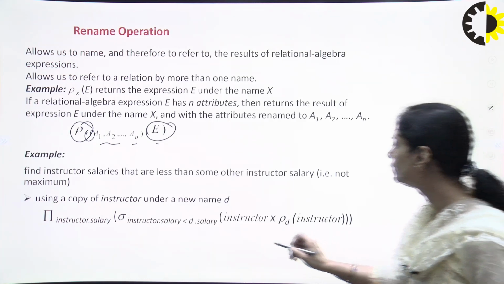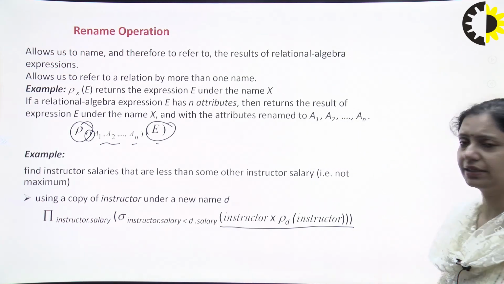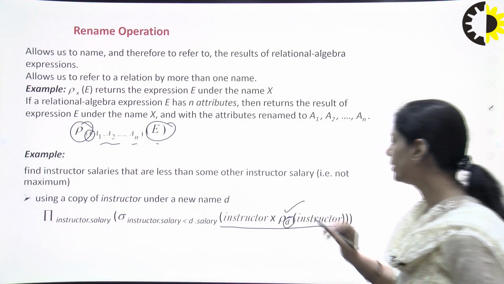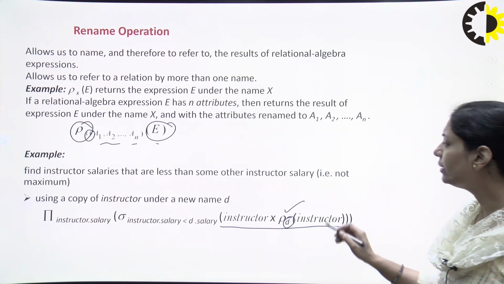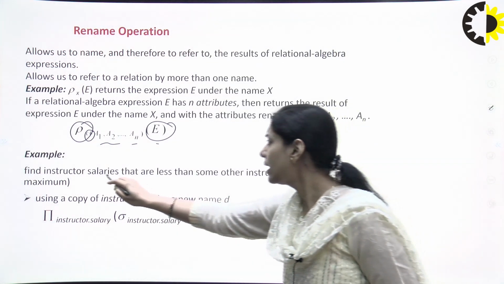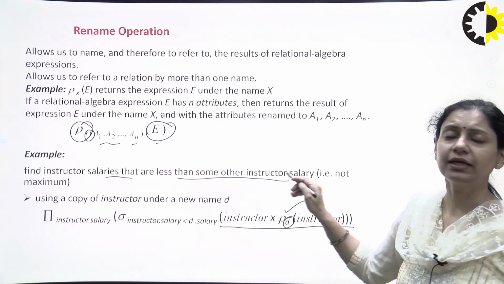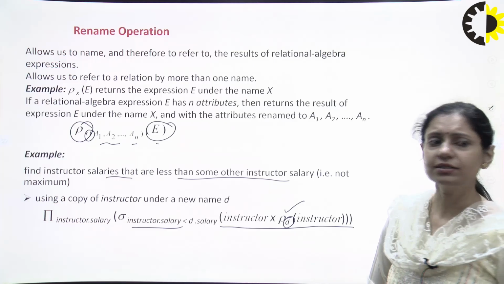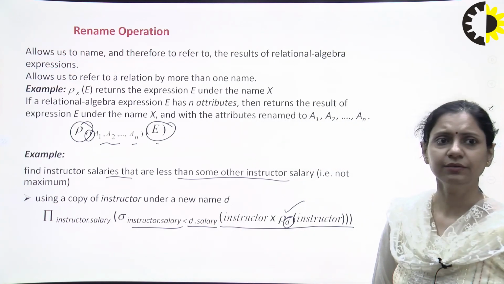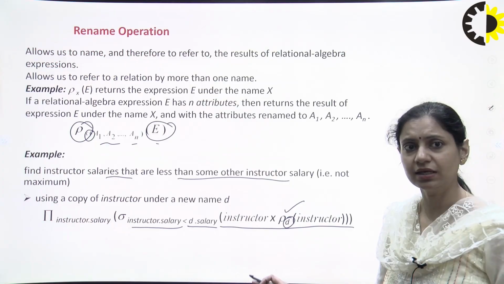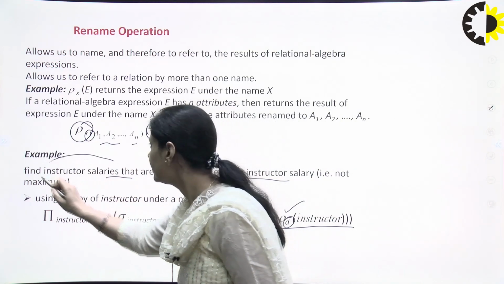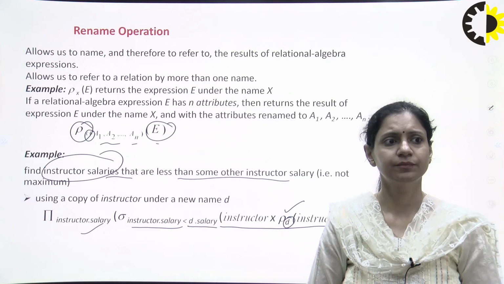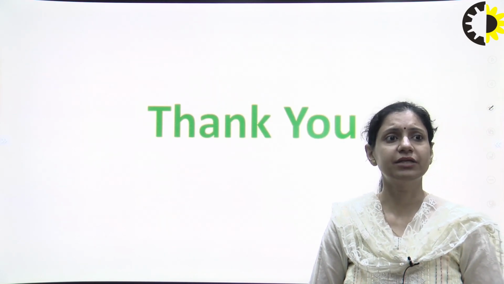So what we'll do is the Cartesian product of the instructor table and we'll rename it with the name D by the rename operator rho. Now when we do this, we need the instructor salaries that are less than some other instructor. So we'll use a condition, instructor.salary should be less than D.salary. This is a condition on the select operation. We need to find out only the instructor salary. So we'll use the project operation on instructor.salary. So this is how the rename operation works.